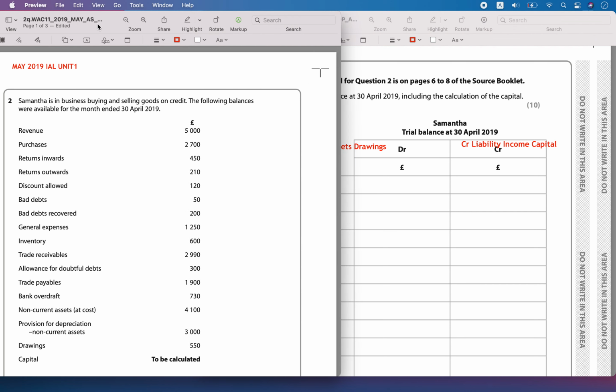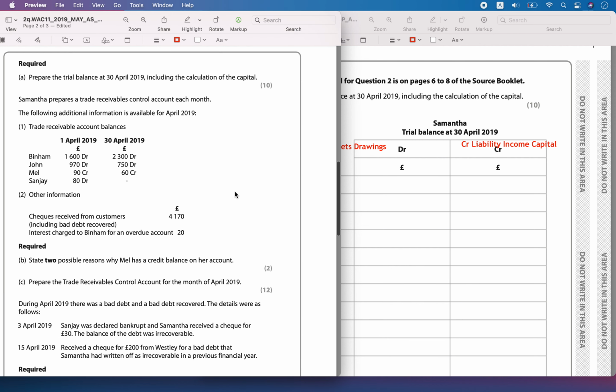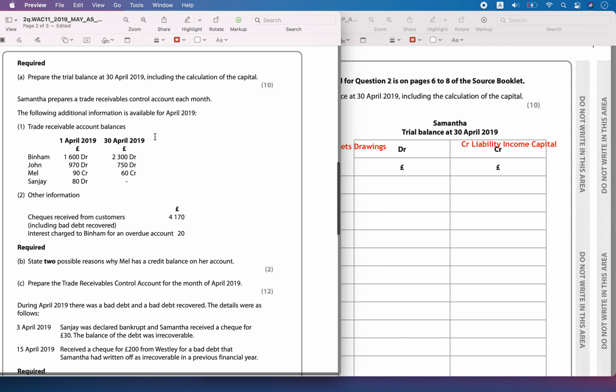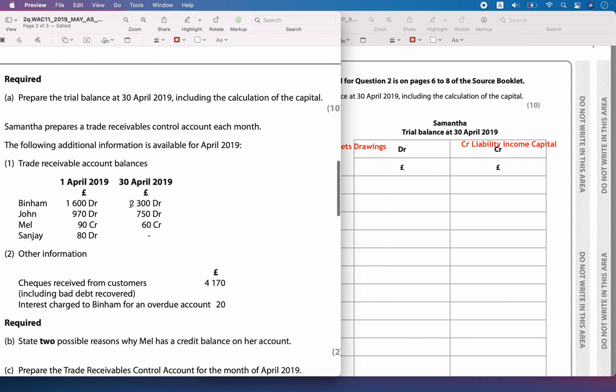Hello, today we are solving May 2019 paper Unit 1 question number 2. Samantha is in the business of buying and selling goods on credit. The following balances were available for the month ended 30th April 2019. The first part of the question, part A, says prepare the trial balance at 30th April 2019 including the calculation of the capital.